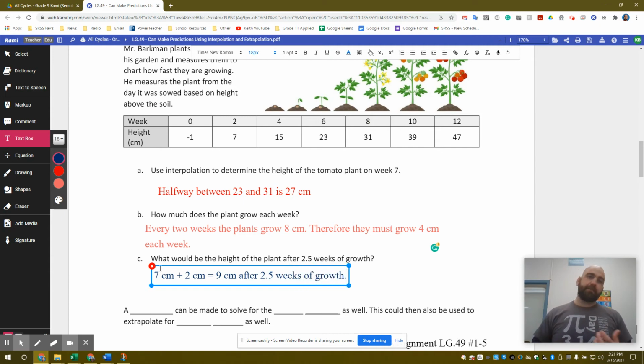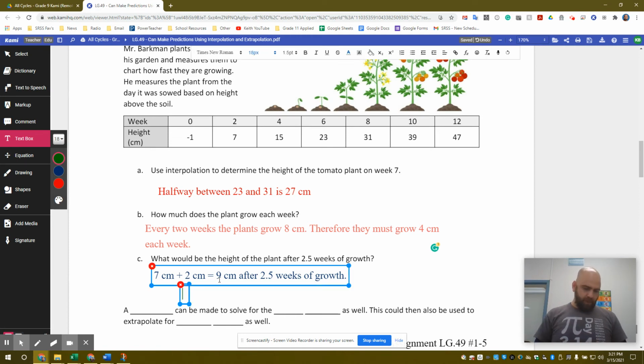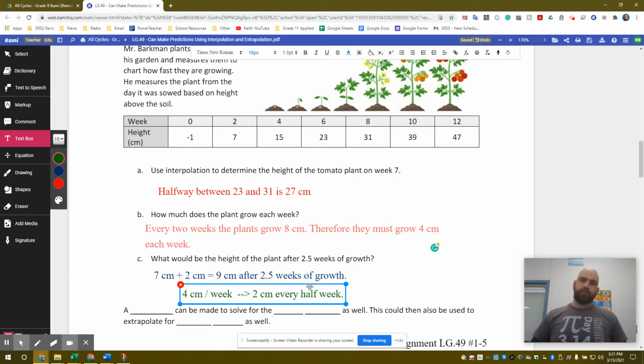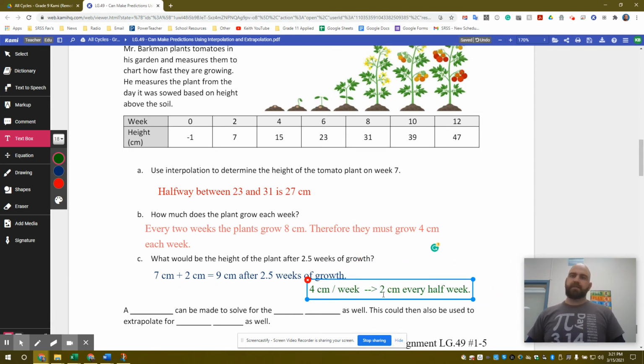We can say that because we know that 4 centimeters per week translates into 2 centimeters every half week. Again, we're just dividing by 2. I'm just going to put that on the side here.